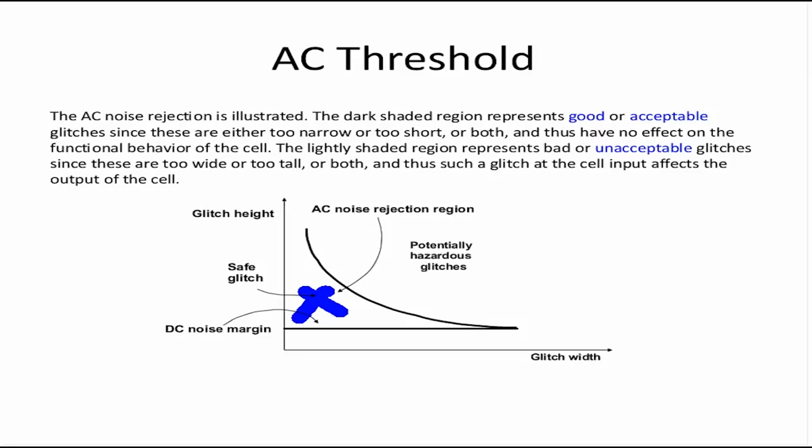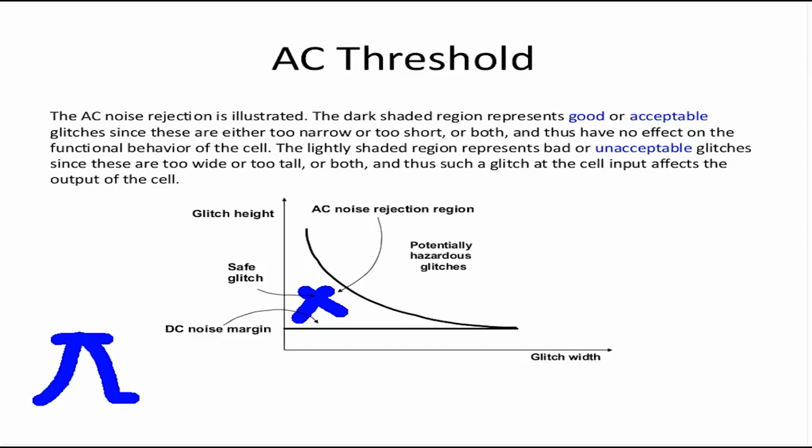That means now we are worried about the area of the glitch. If the glitch is narrow but too tall, the area will be more. Even if it's shorter but more wide, the area will be more. It stops mattering below the DC noise margin. That means any noise whose highest value is less than the DC noise margin will be filtered out.